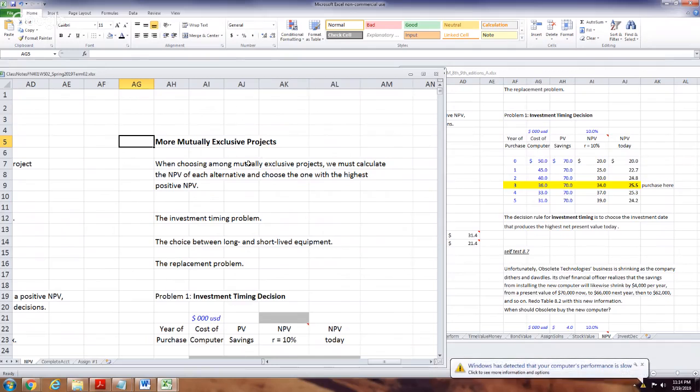So looking here, it says when choosing among mutually exclusive projects, we must calculate the NPV of each alternative and choose the one with the highest positive NPV. And now we're just throwing this term out there. This is not accounting profit, and as I've said many times, it's in dollars how far away you are from your expected return, which means you predicted return X and you're getting return Y, and return Y is bigger.